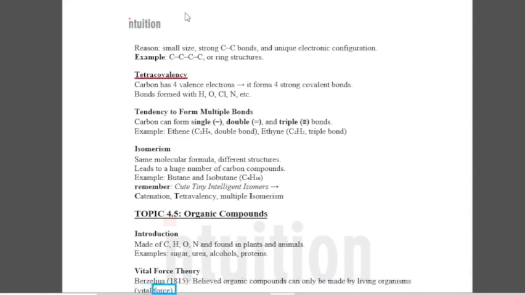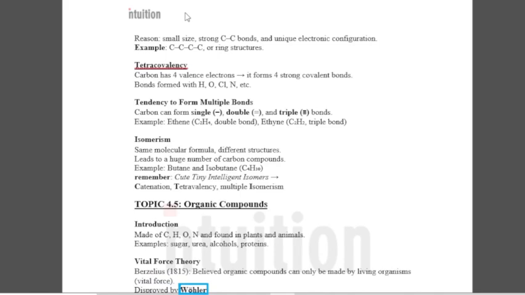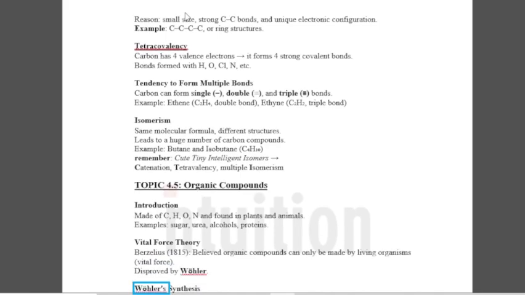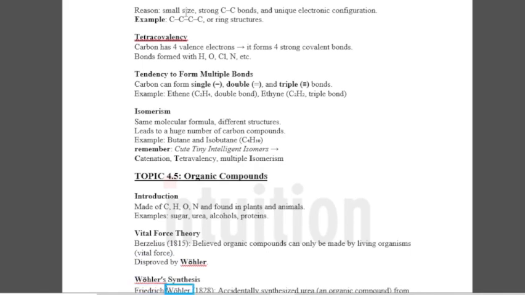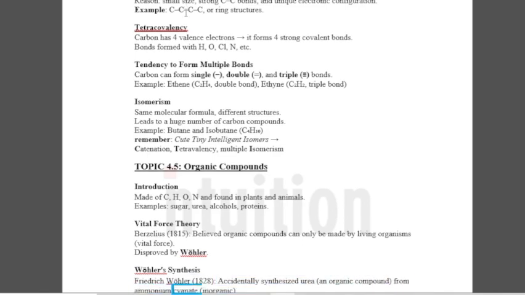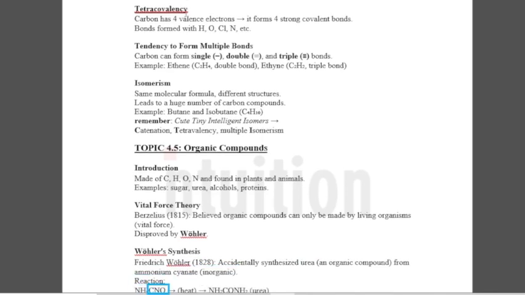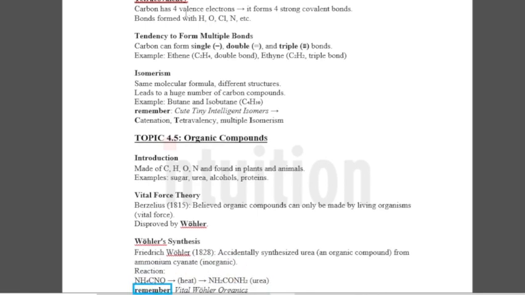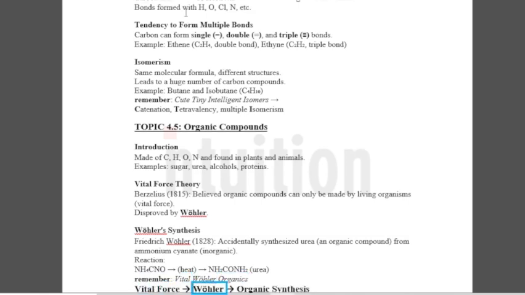Vital force was disproved by Wöhler. Wöhler's synthesis: Friedrich Wöhler, 1828, accidentally synthesized urea, an organic compound, from ammonium cyanate, an inorganic compound. Reaction: NH4CNO, heat, NH2CONH2, urea. Remember: vital force, Wöhler, organic synthesis.